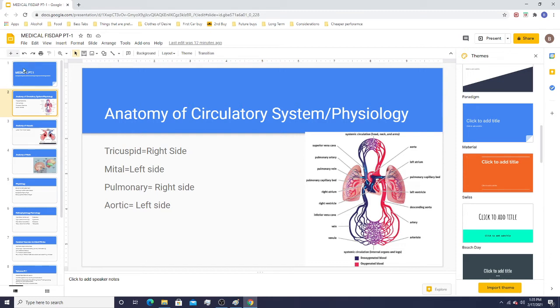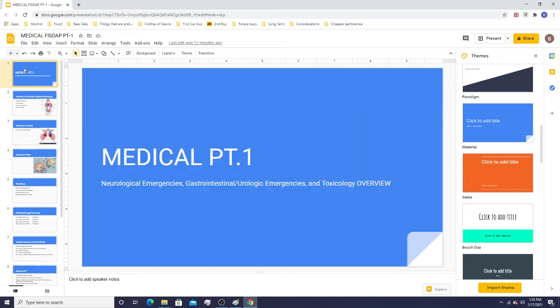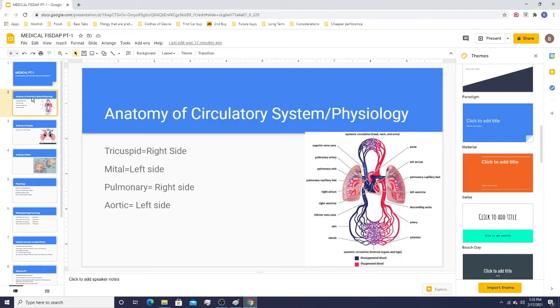And just to start, the reason why I'm going over anatomy is because we're dealing with neurological emergencies, gastrointestinal emergencies, urological emergencies, and toxicology. So you just kind of have to review your anatomy so that it's engraved in your head, so that you know what you're talking about when it comes to everything, right? So let's go into the anatomy of the circulatory system.